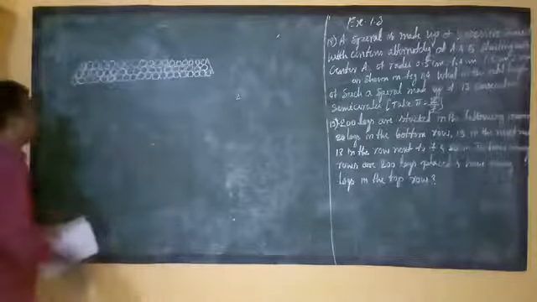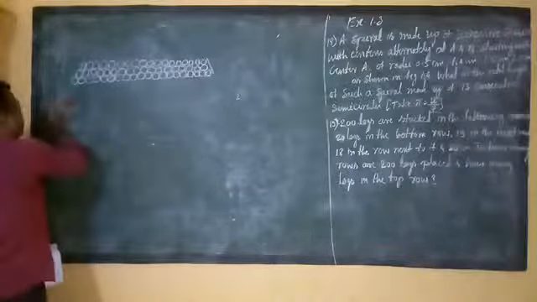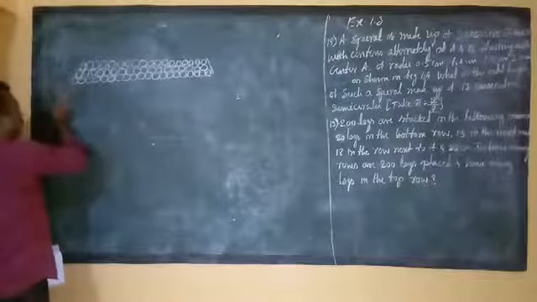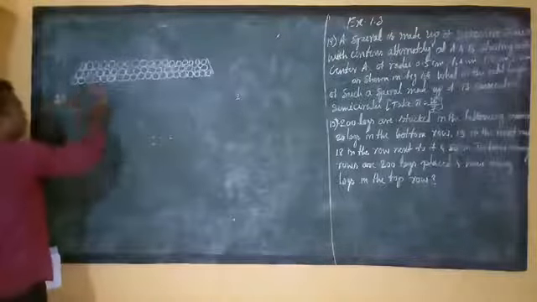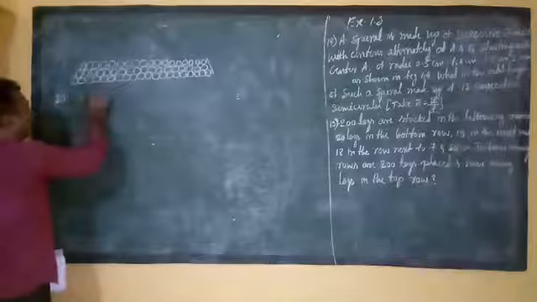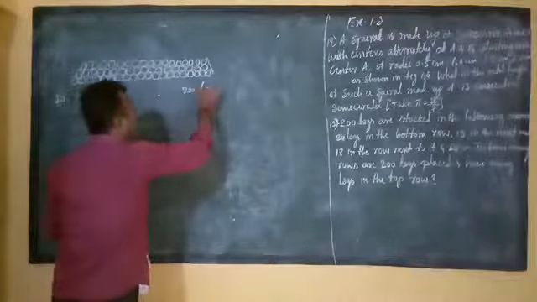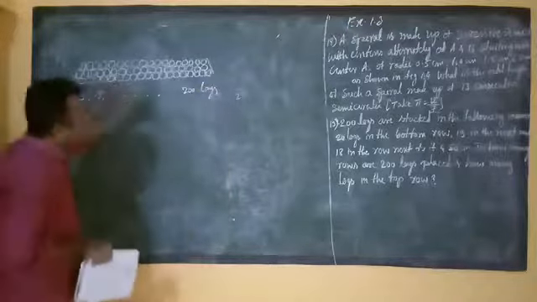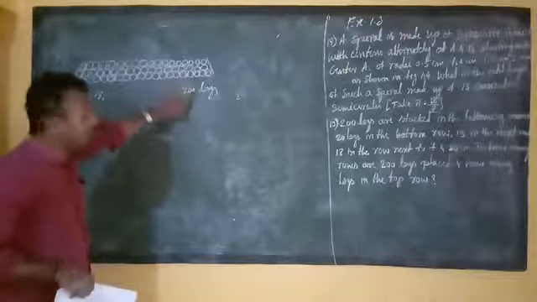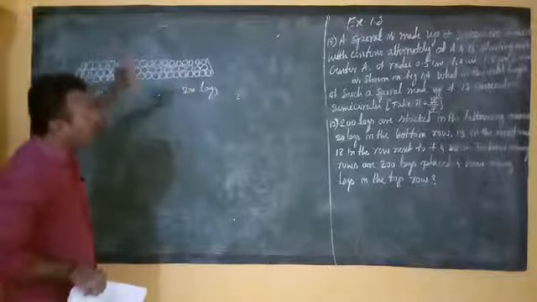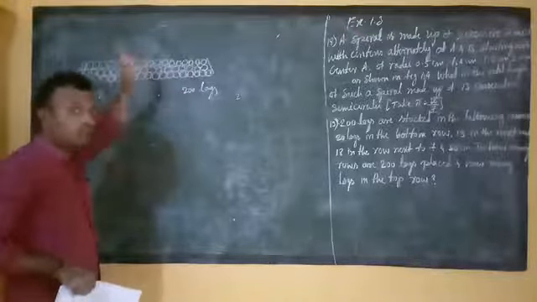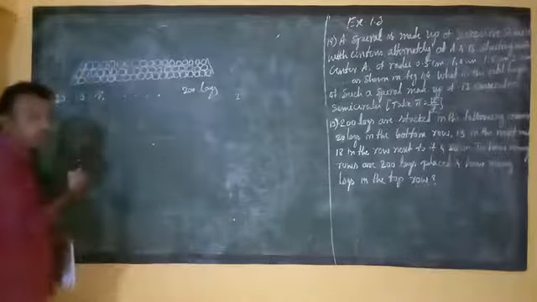So firstly, 200 logs total. First bottom row 20, next row 19, next row 18, up to 200 logs. I don't know how many rows are placed with the 200 logs. That one you have to calculate, and also how many logs are placed in the top row. So first we have to calculate how many rows we have.